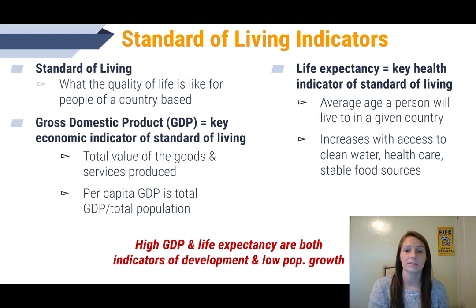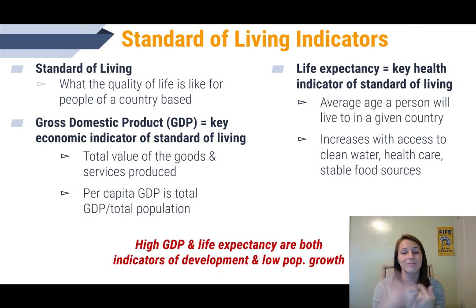Now, we also have these different factors that we can look at, and they're called standard of living indicators. So what is standard of living? That is basically the quality of life for people in a certain country. And there's going to be a few factors that tend to go into these. The first one is going to be the gross domestic product, which is the GDP. And this tends to be a key economic indicator of standard of living. And the GDP is essentially the total value of the goods and services produced by that country. And then we take it per capita.